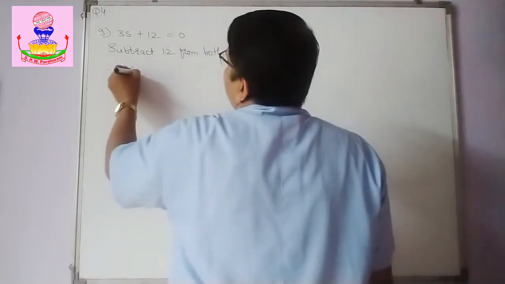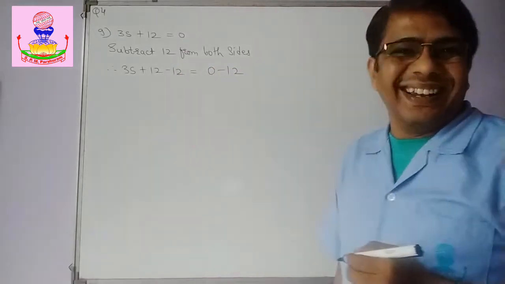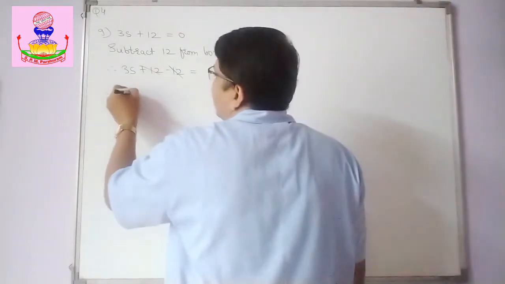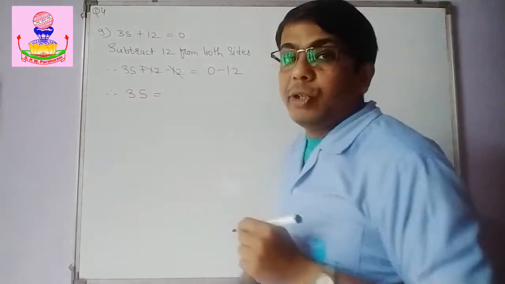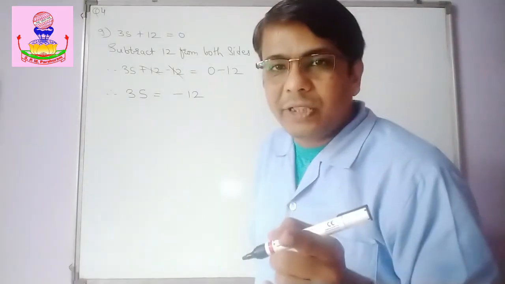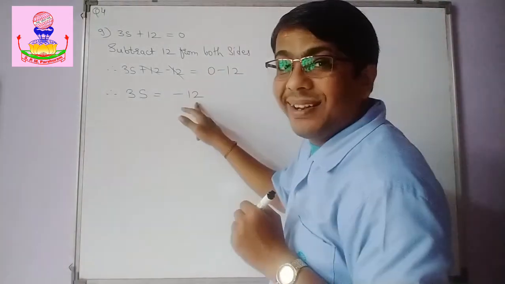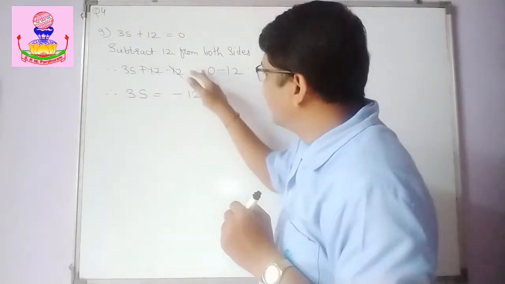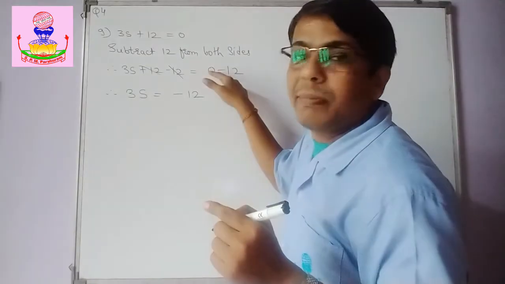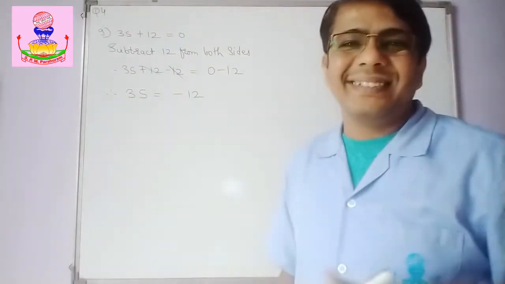Right? So therefore 3s plus 12 minus 12 is equal to 0 minus 12. So plus 12 minus 12 cancel. So therefore 3s is equal to 0 minus 12 is minus 12. Difference in sign. Go for subtraction. Give the sign of bigger number. So 12 minus 0, 12. Difference in sign. So we have done subtraction. Give the sign of bigger number 12. Sign it has got minus. So here minus. Right? So now divide both sides by 3.